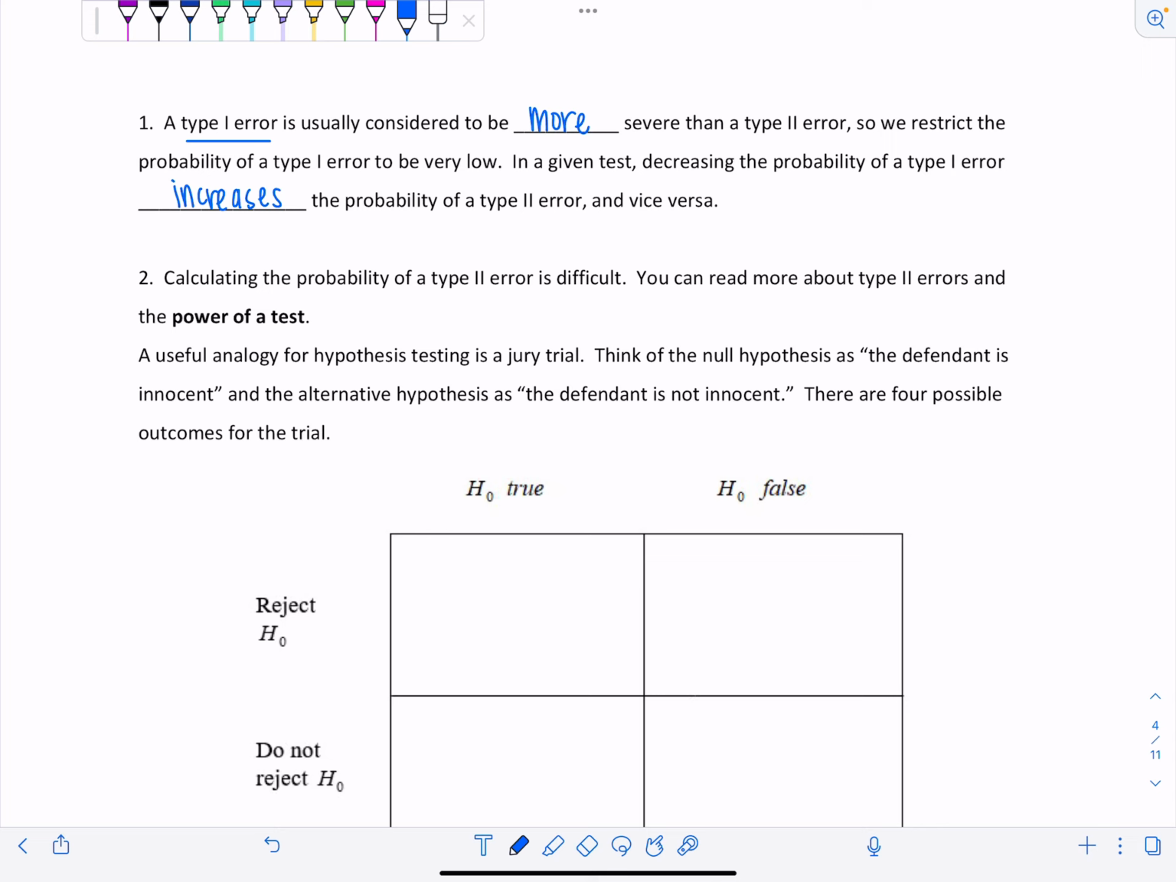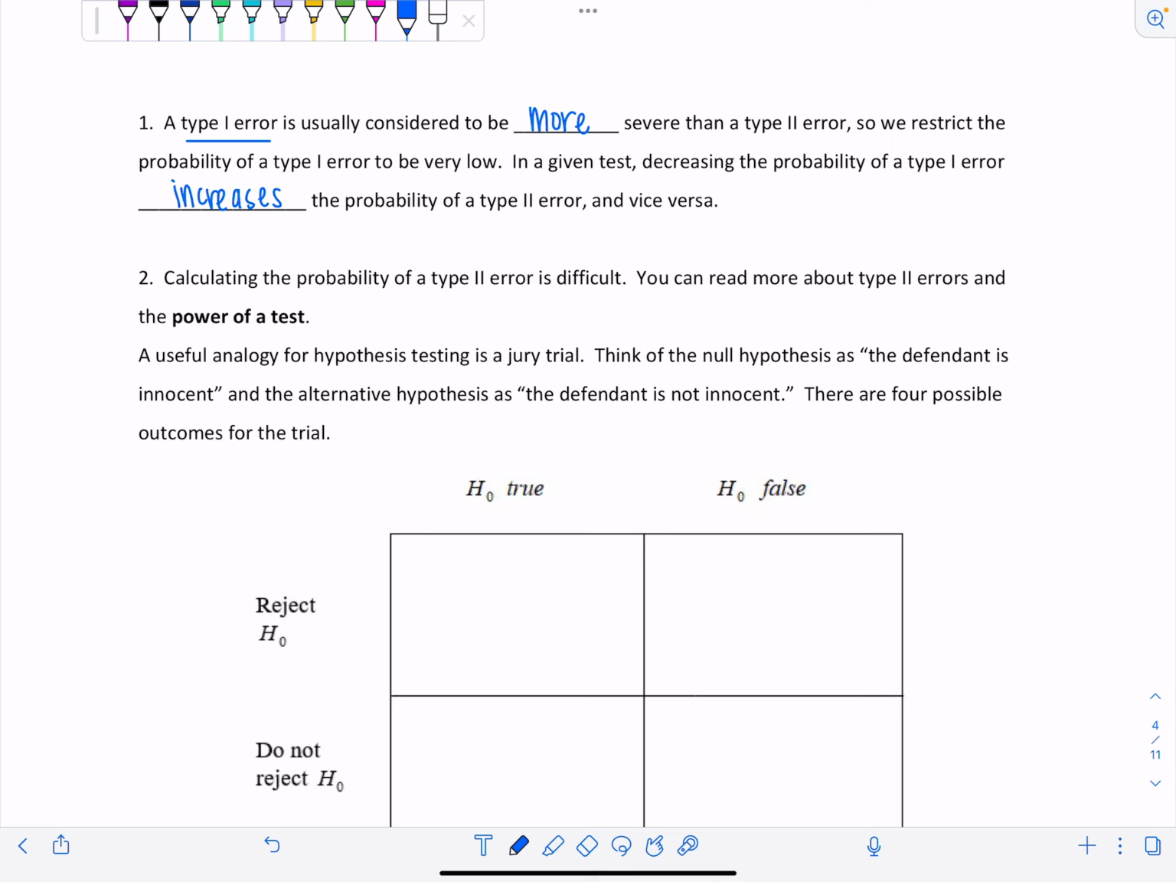We set that probability. We say we don't want it to be any more than this number. Now, calculating the probability of a type 2 error is difficult. If you're very interested, you can read more about type 2 errors and the power of a test, but that's beyond what we're going to need to cover in this class.